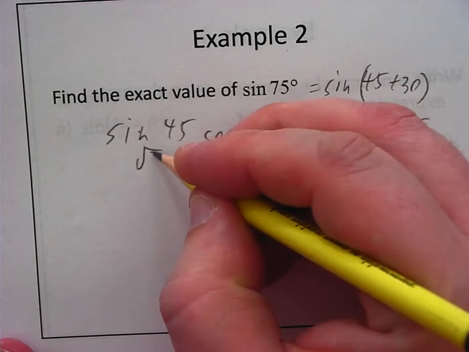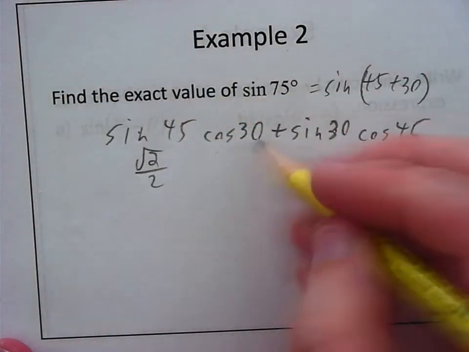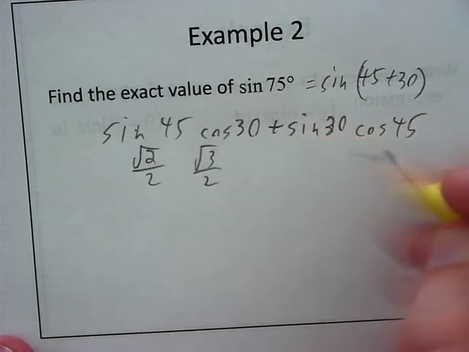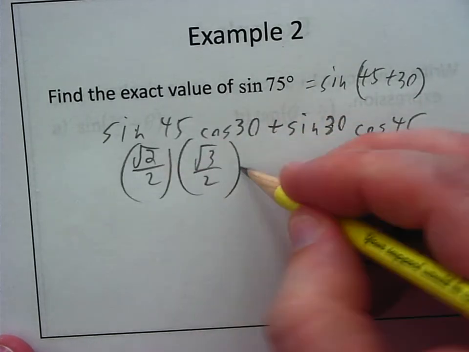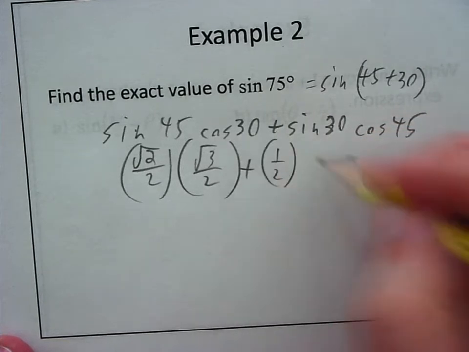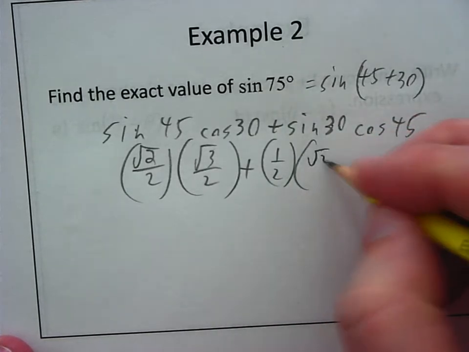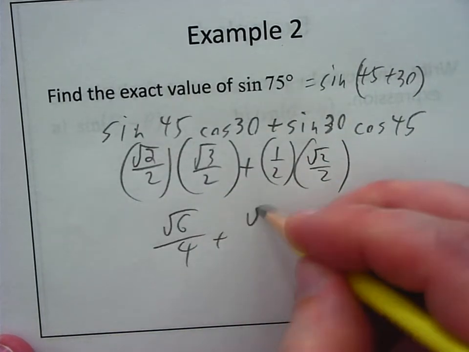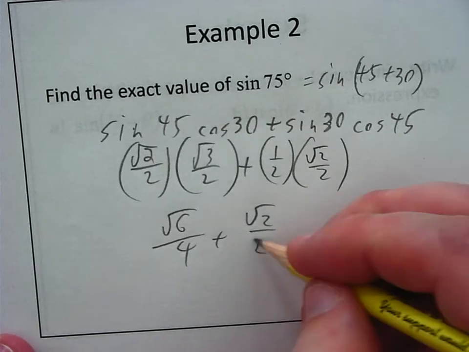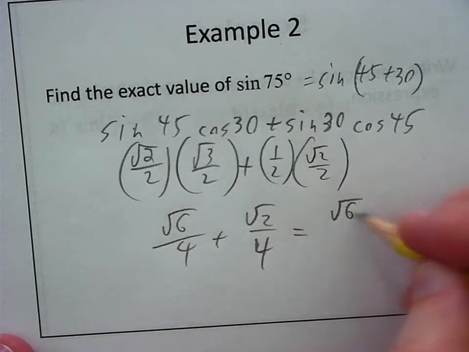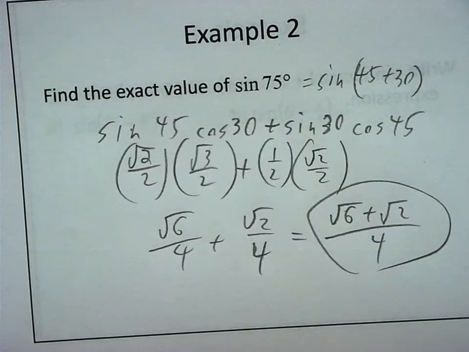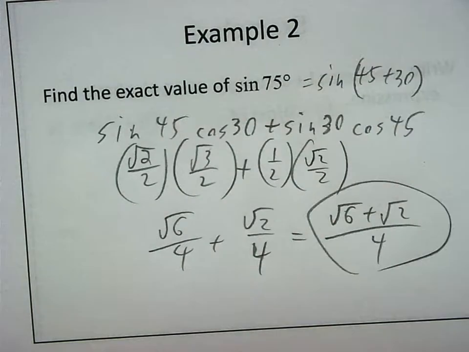So plugging it in, sine of 45 is square root 2 over 2. Cosine of 30 this time is square root of 3 over 2. Plus sine of 30 is 1/2. Cosine of 45 is again square root of 2 over 2. So you're going to get the square root of 6 over 4 plus square root of 2 over 4, sorry, which again is going to be square root of 6 plus square root of 2 over 4. Which, if you stop and think about it for a second, this is sine, that was cosine. You get the same answers for both of these.